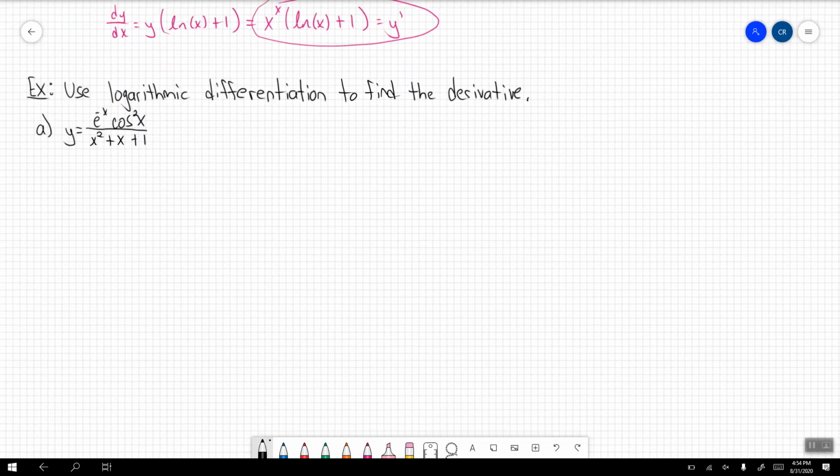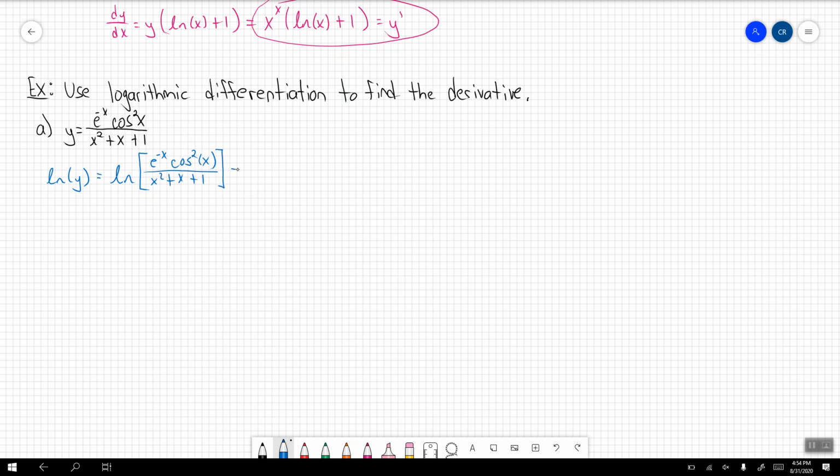Okay, and now we want to go with that, again, logarithmic differentiation. So let's go through with this here. We're going to be looking at our y prime. In order to do that, I'm going to apply the logarithm function to this function. So let's start off. The logarithm of y is equal to the logarithm of e to the negative x times cosine squared of x, divided by x squared plus x plus 1.